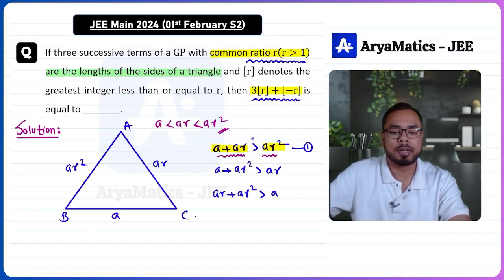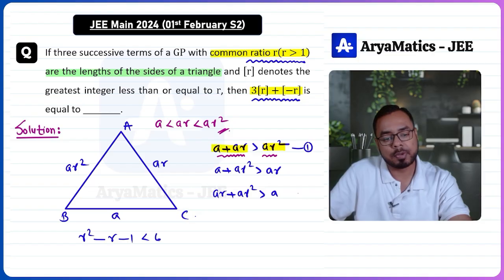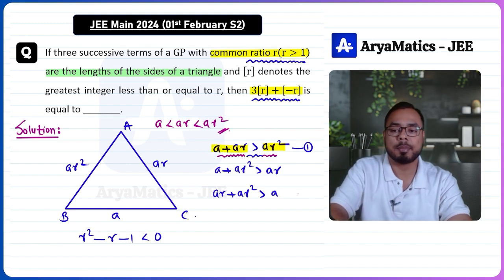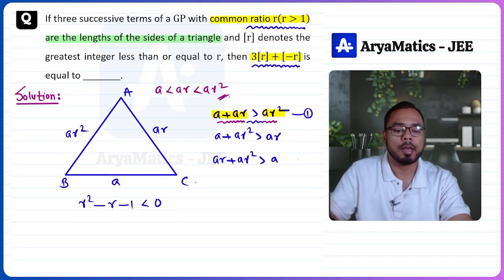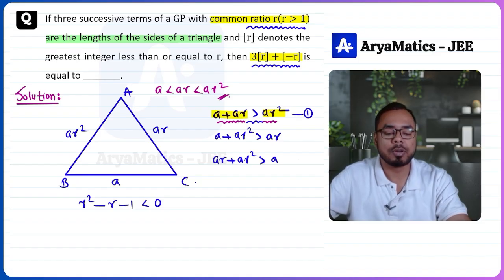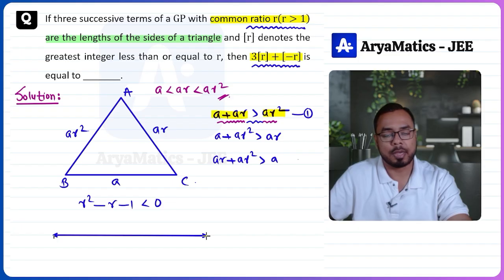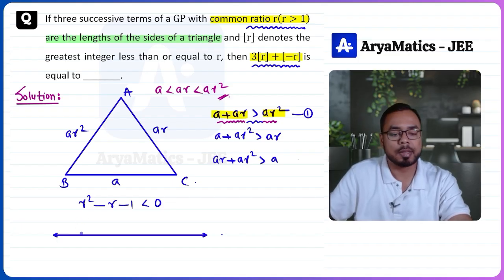Now for solving the first inequality, you can take A common and you can cancel A because A is positive. So then we are getting R square minus R minus 1 less than 0. Right? We can take everything on one side. A we can cancel. So R square minus R minus 1, that will be 0. And now we need to solve this inequality using a number line. Also, it is given that the common ratio is bigger than 1, so we have to focus on R greater than 1 only.